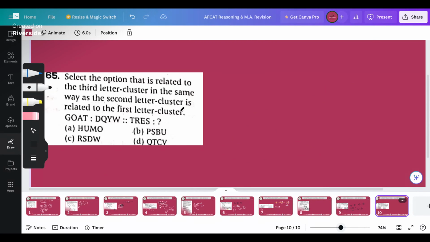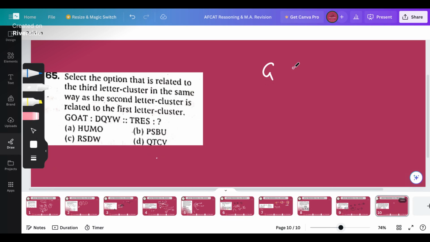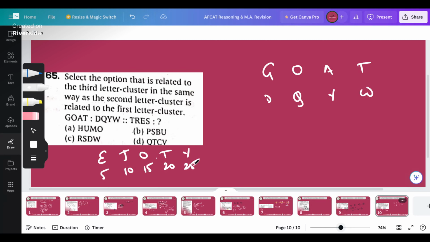So over here there is something called GOAT. GOAT has been coded as DQYW. Let's just write it down. Let me again change the color of the pen. GOAT, DQYW. What have I been telling you guys? EJOTY. E is 5, J is 10, O is 15, T is 20, Y is 25.